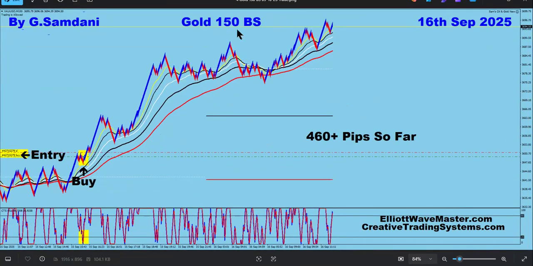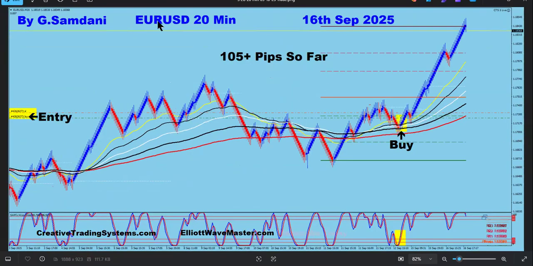This one is from the 150 box size, and this was the entry here, 460 pip. The entry was on the 15th, continued into the 16th, and ended up here. EUR/USD, buy orders right there. Buy order taken by the expert advisor here, and then 105 pip on the 16th.